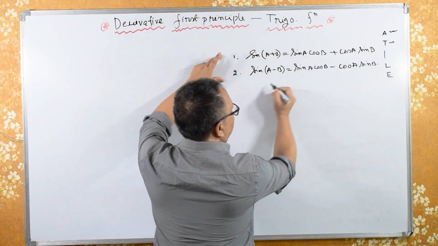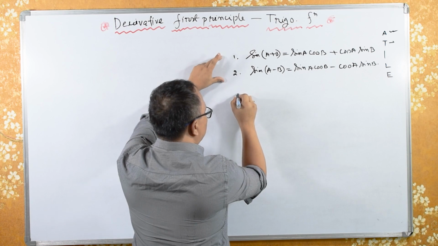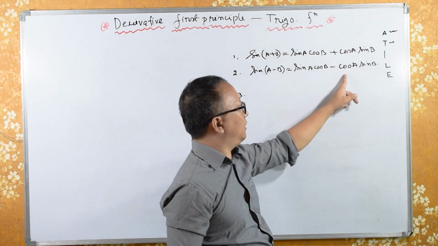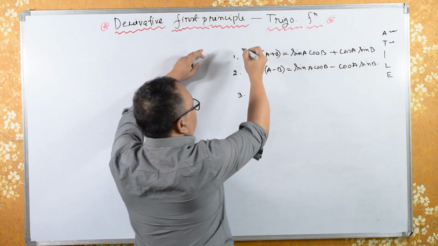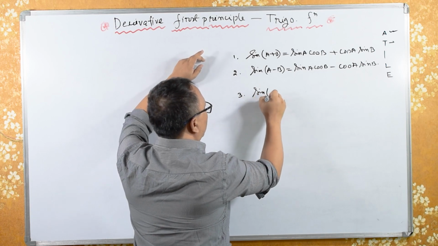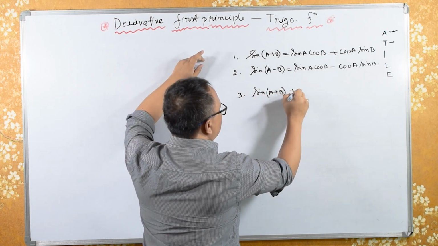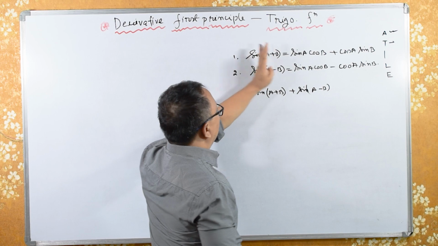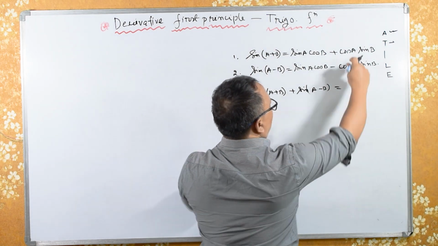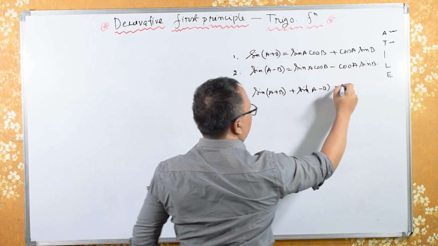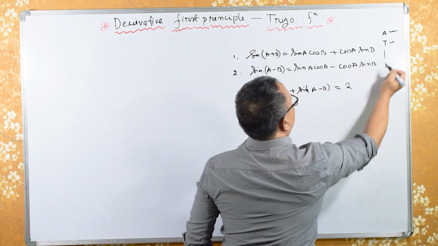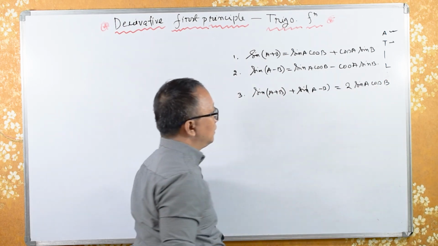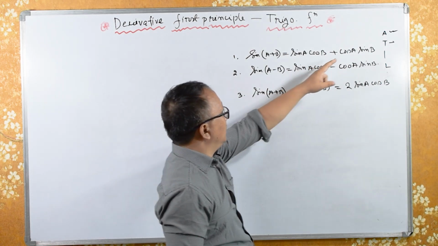If I add these two, for example in equation 3, the minus cos a sine b and plus cos a sine b terms get cancelled. Adding sine of a plus b plus sine of a minus b, on the left hand side we get this, and on the right hand side this plus this becomes twice. Here we have twice sine of a cos of b, and the other two terms get cancelled.